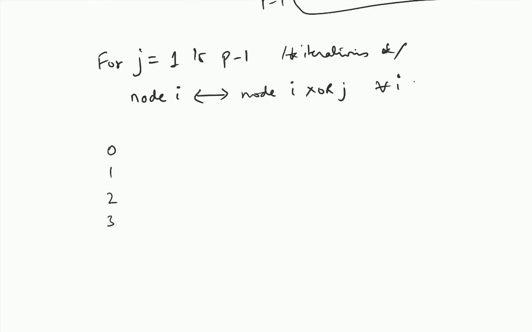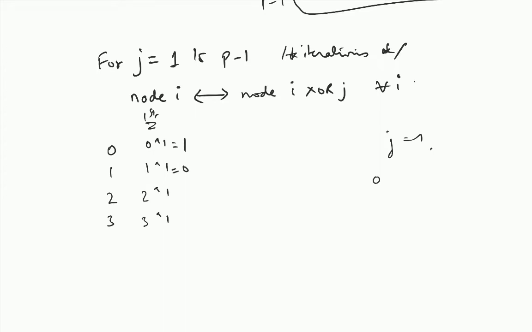So in the first iteration, what will happen? Iteration number is 1, j is equal to 1. So 0 will exchange data with 0 XOR 1, 1 will exchange data with 1 XOR 1, 2 will exchange data with 2 XOR 1, 3 will exchange data with 3 XOR 1. What is 0 XOR 1? 1. 1 XOR 1, 0.